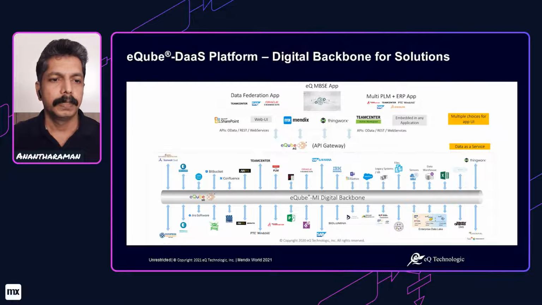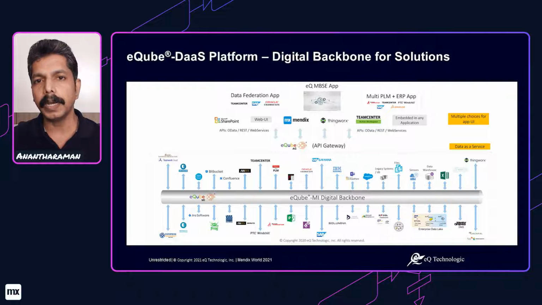Thank you, Samir. What we see here is the architecture of the eCube DAS platform. eCube MI forms the digital backbone across the enterprise, connecting various source applications. eCube MI connects to different source systems, and the arrows you see on either side of the digital backbone are the eCube connectors which connect to the source systems, namely PLM, ALM, ERP, legacy databases, IoT systems, and so on.